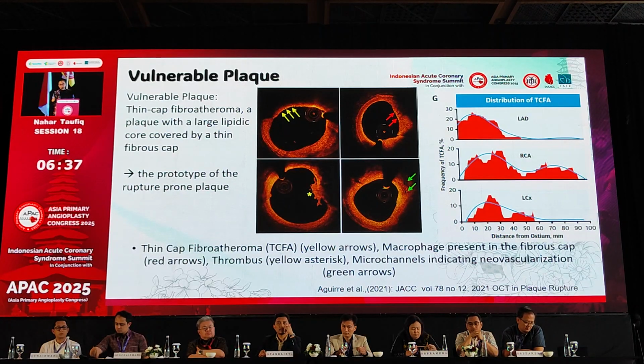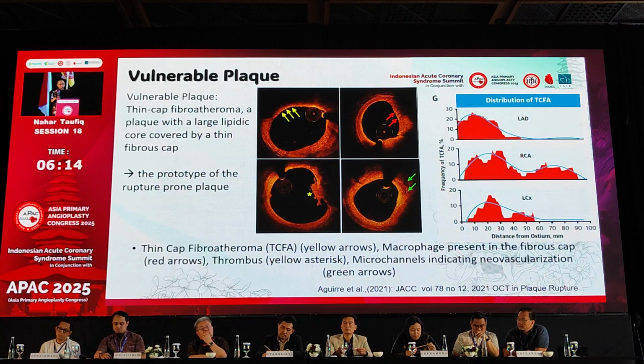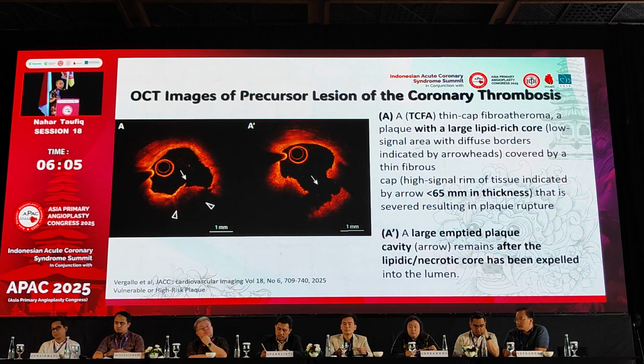So how to identify the vulnerable plaque? The vulnerable plaque is a thin-cap fibroatheroma, with a large lipid core covered by a thin fibrous cap. This is the prototype of a vulnerable plaque prone to rupture. So with a thin-cap fibroatheroma, we can see whether there is any macrophage in the fibrous cap, and sometimes there is erosion and thrombus. From the OCT image, we can identify the lesions. This is the precursor lesion to thrombosis.